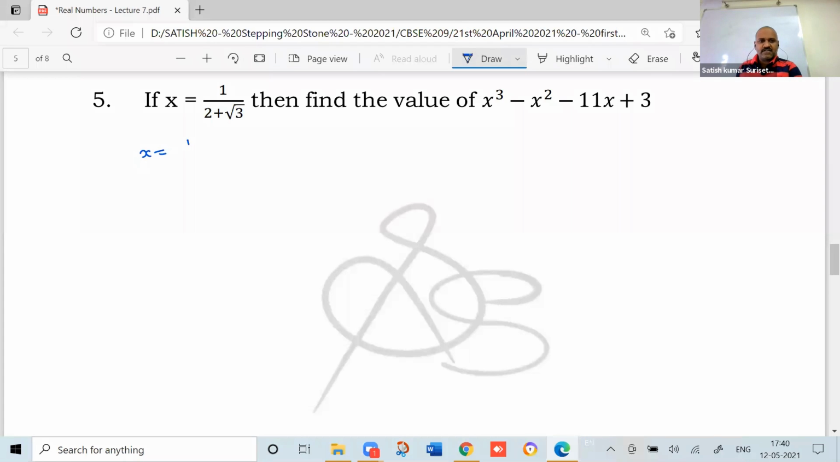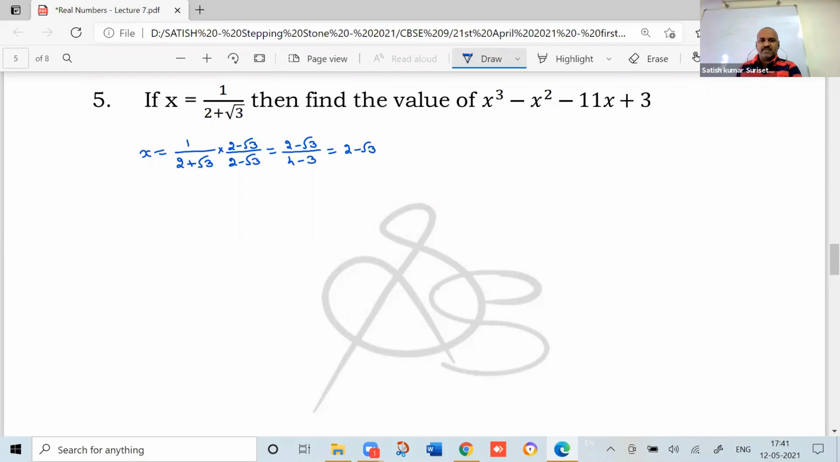So x equal to 1 upon 2 plus root 3. What is the rationalizing factor? 2 minus root 3. 2 minus root 3 upon 2 minus root 3. So numerator is 2 minus root 3 upon 2 plus root 3 into 2 minus root 3. That is a square minus b square. So 4 minus 3, which is 1. That means x equal to 2 minus root 3. So either you can substitute now x equal to 2 minus root 3 here, expand and simplify.